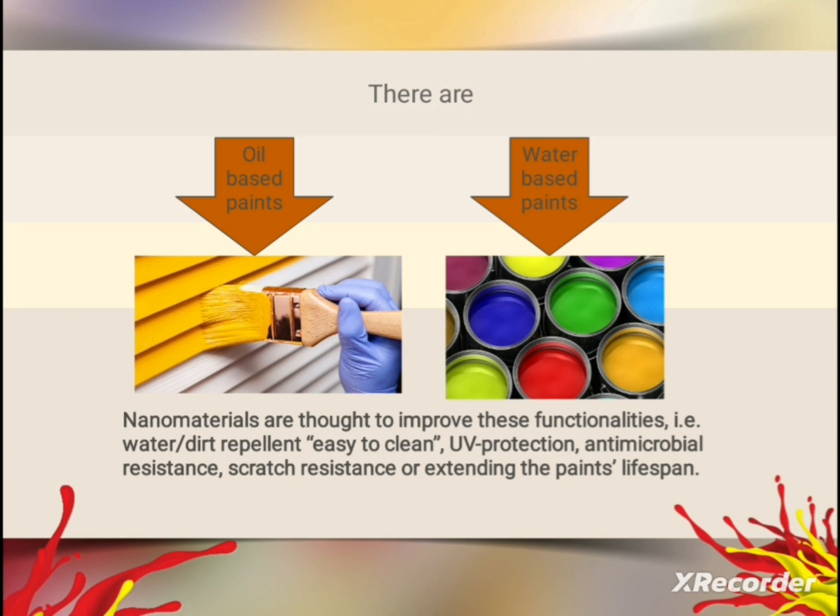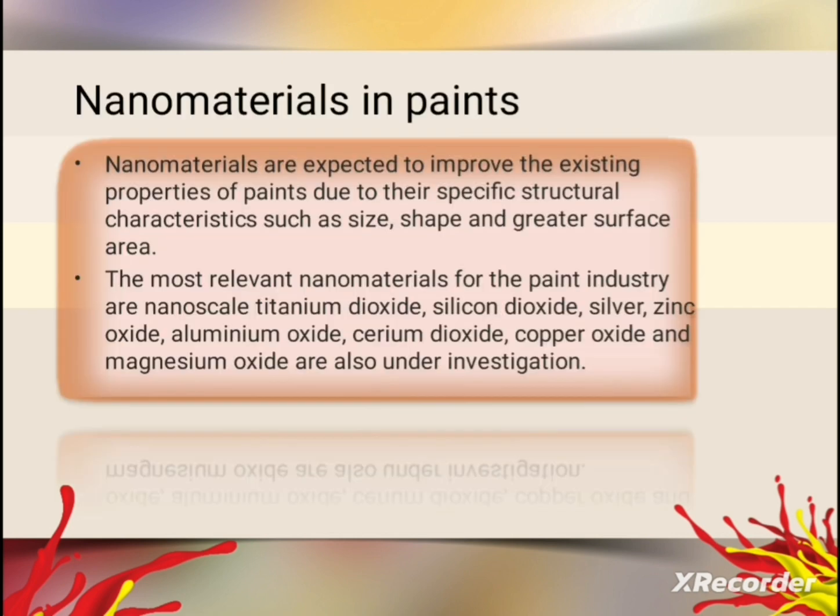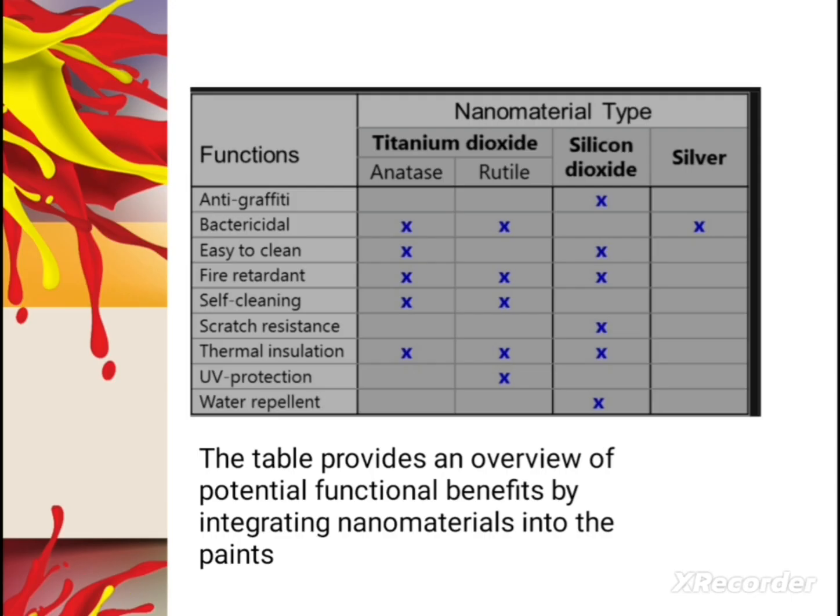So nanomaterials improve their functionalities by making them UV protected or enhancing their antimicrobial properties. Nanomaterials improve the properties of paints because of their size, shape and greater surface area. The most commonly used nanomaterials for the paint industry are titanium dioxide, silicon dioxide, silver, zinc and many more. This table describes the benefits of using nanomaterials in paints.